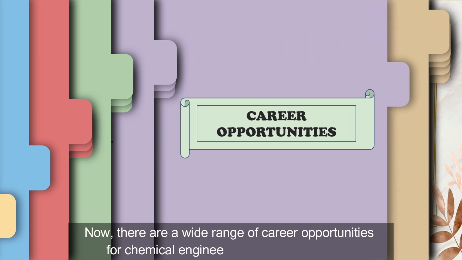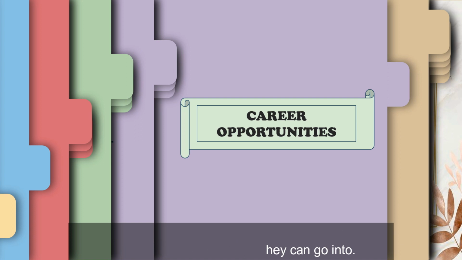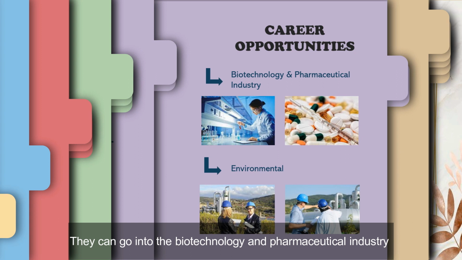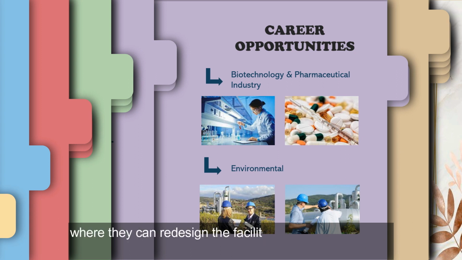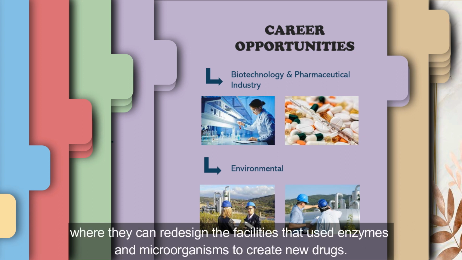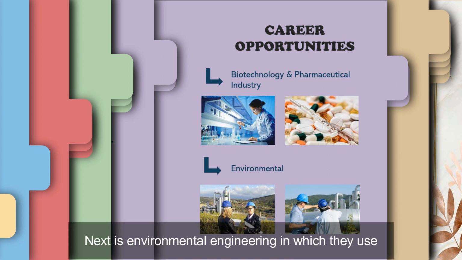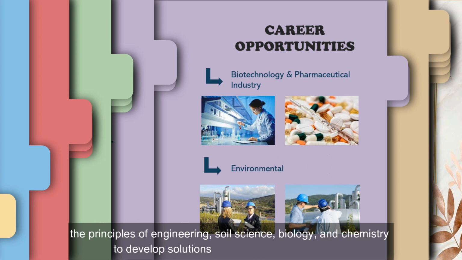Now, there is a wide range of career opportunities that chemical engineers can go into. They can go into the biotechnology and pharmaceutical industry where they can redesign the facilities that use enzymes and microorganisms to create new drugs. Next is environmental engineering, in which they use the principles of engineering, soil science, biology, and chemistry to develop solutions to environmental problems.